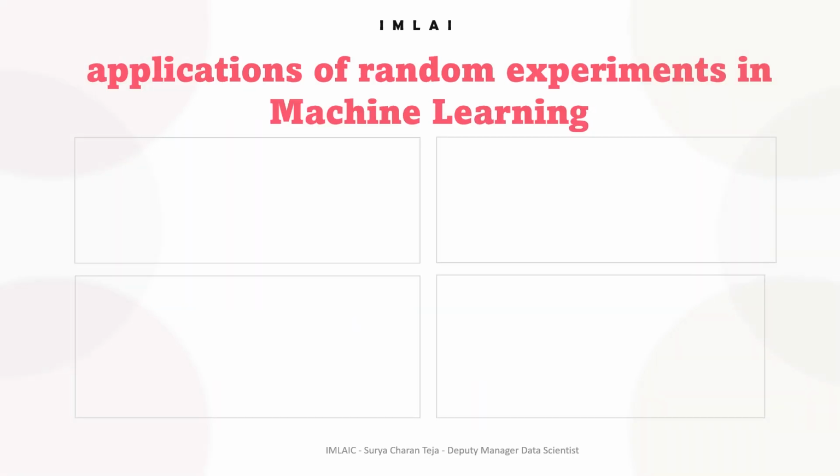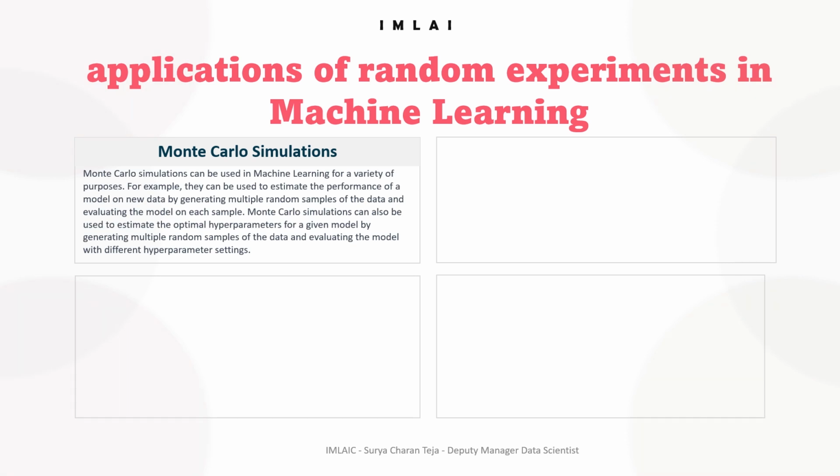Now let's look into the applications of random experiments in machine learning. Let's begin with the Monte Carlo simulations. Monte Carlo simulations can be used in machine learning for a variety of purposes. For example, they can be used to estimate the performance of a model on new data by generating multiple random samples of the data and evaluating the model on each sample.